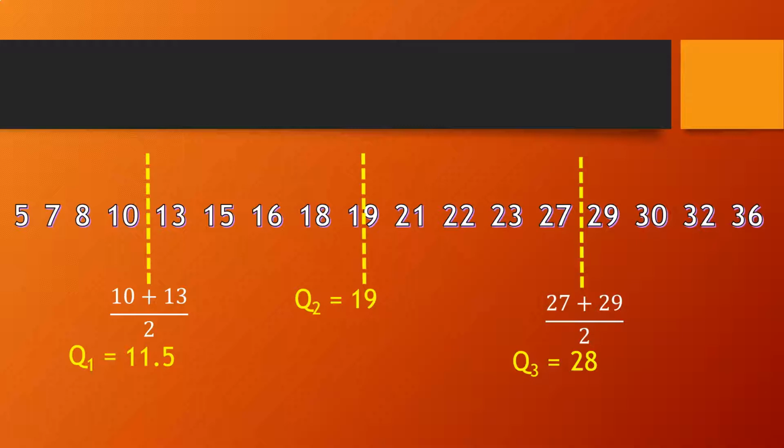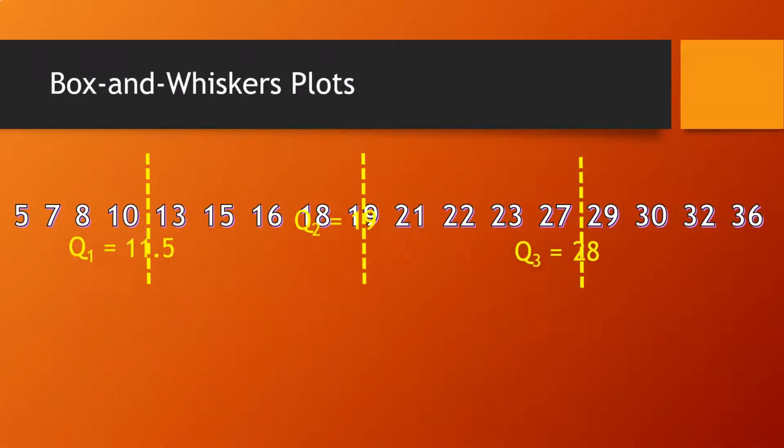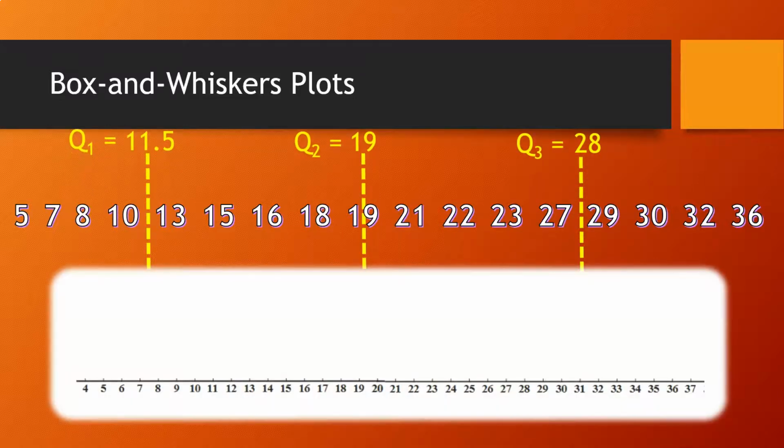Now we're going to take this same data and turn it into a box and whisker plot. So to do that, what we're going to do is relate these values to a number line. We won't actually put all the values on the number line yet, but let's put some other important values above the number line. For example, Q sub 1 is 11.5, so we'll put a dot right above 11.5 on the number line. Same thing with Q sub 2, which is 19, and Q sub 3, which is 28. The 2 other important values to put above the number line are the minimum value, which is 5, and the maximum value, which is 36.